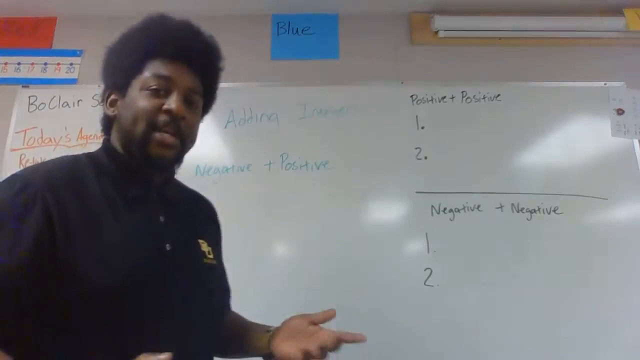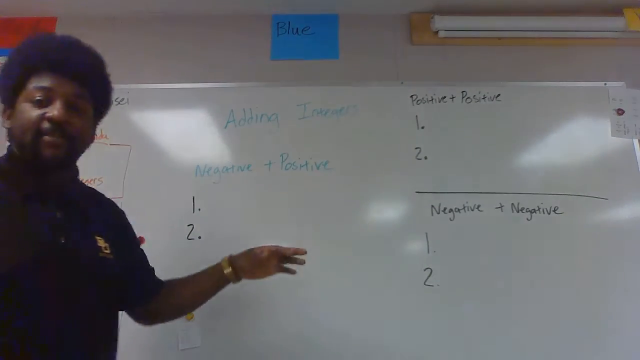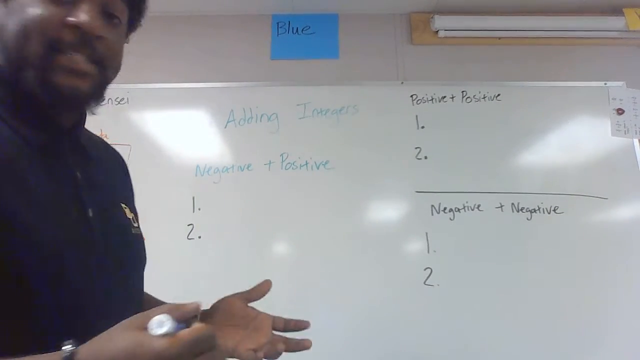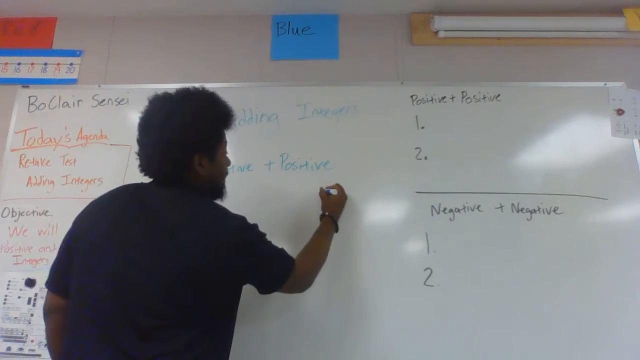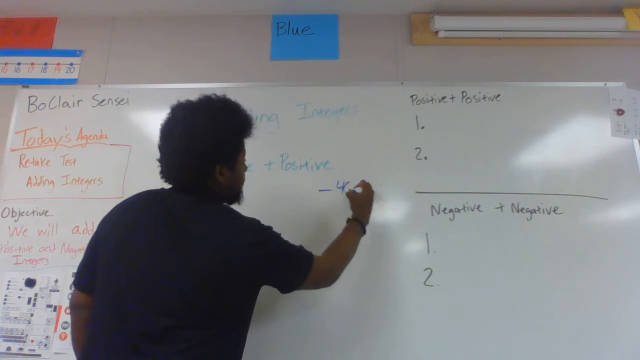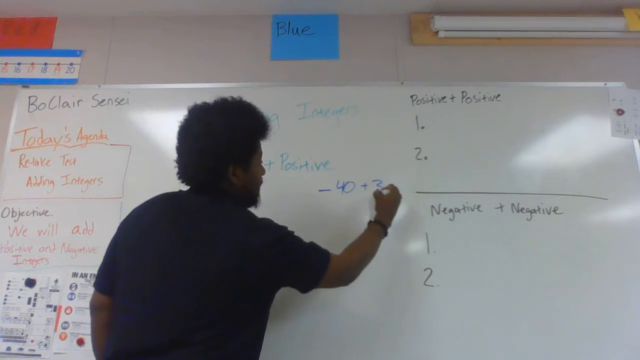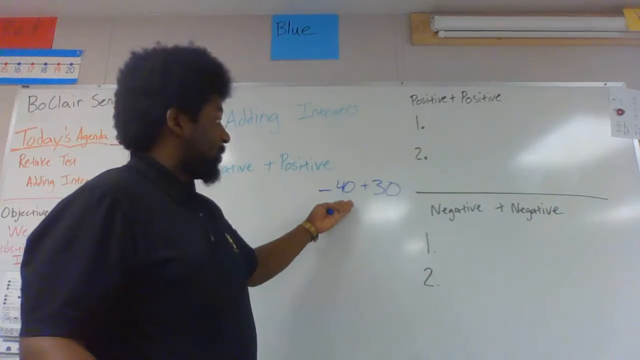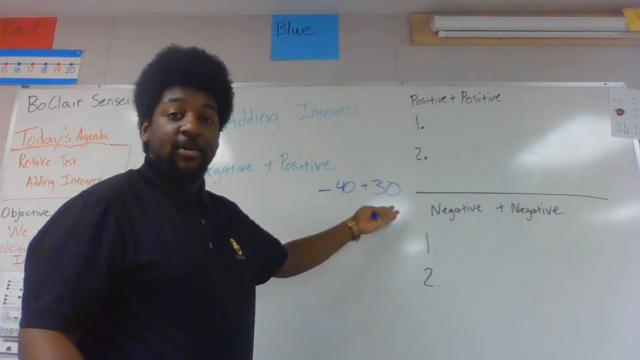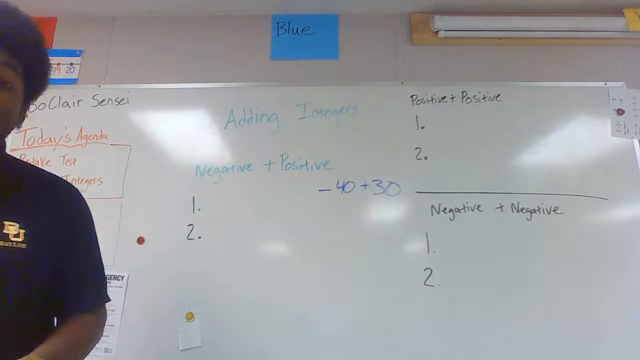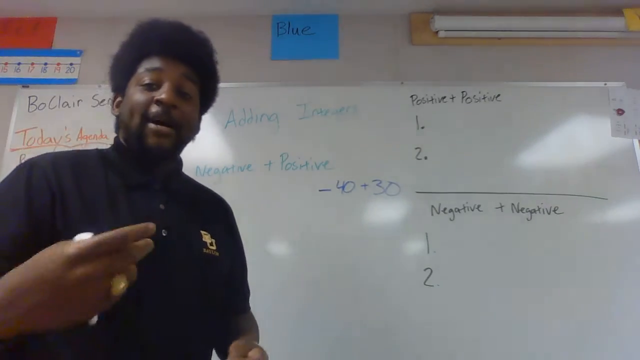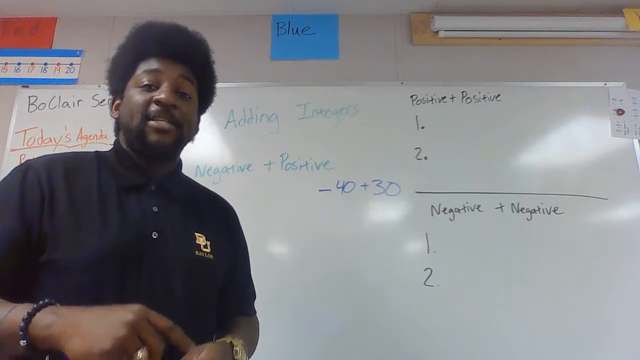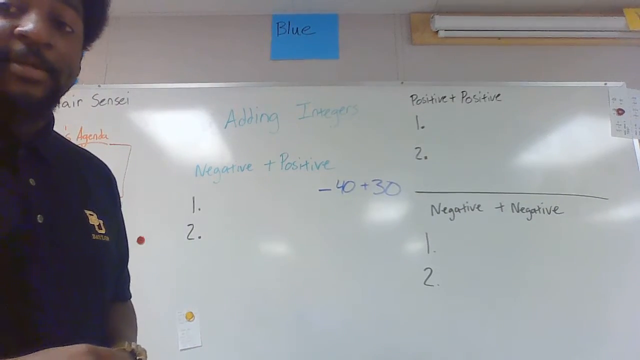Today I'm going to start with the one I think is the most difficult. It's that negative plus positive, or positive plus negative, which is the same thing. When you're adding a positive plus a negative number, like negative 40 plus, let's say, 30, one of these numbers is less than 0, and the other number is more than 0. Even though we're adding these two numbers, to add a positive and a negative number, you actually have to subtract those two values. But subtracting is actually the second step.